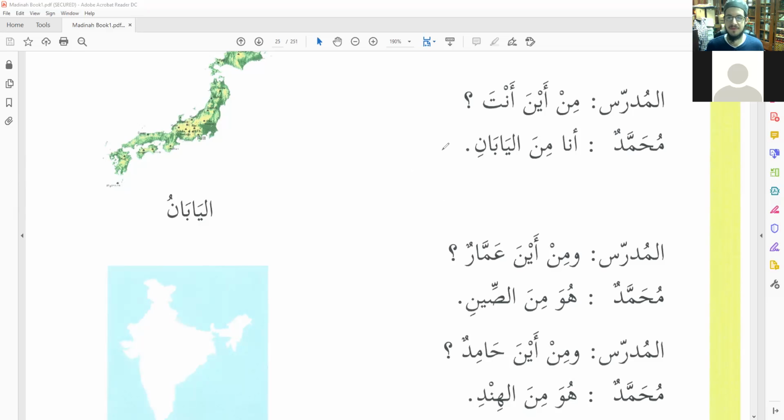Aina anta. Excellent. Now, this has one word that we have not learned up until now, and that is the word anta. Anta is a pronoun. So previously we had learned huwa for he, hiya for she, and now anta means you. So Sister Syra, if you were to translate that sentence, what would you translate it as? Or I should say, question.